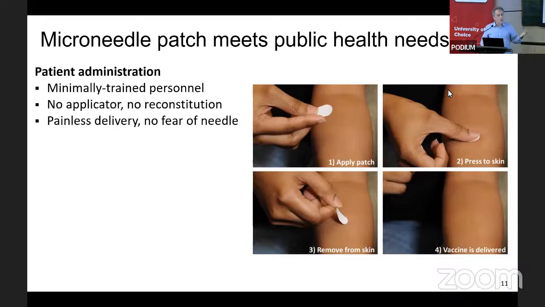And I can say a little more now about how we went about coming up with this design. We considered a number of things. One of them was from a patient administration standpoint. So we want these patches to be very simple to use. We want minimally trained personnel. We don't want to have doctors and nurses have to do this, but people with minimal training and even patients themselves, when it's appropriate, would be able to self-administer these patches.